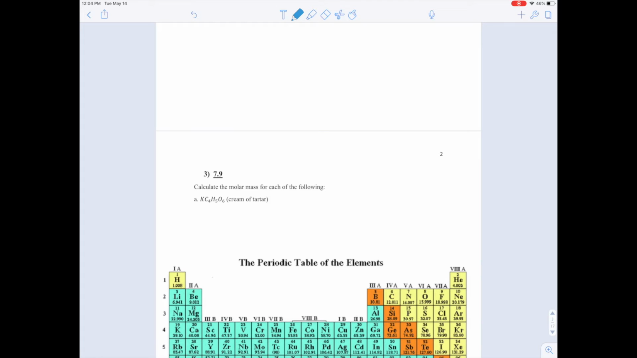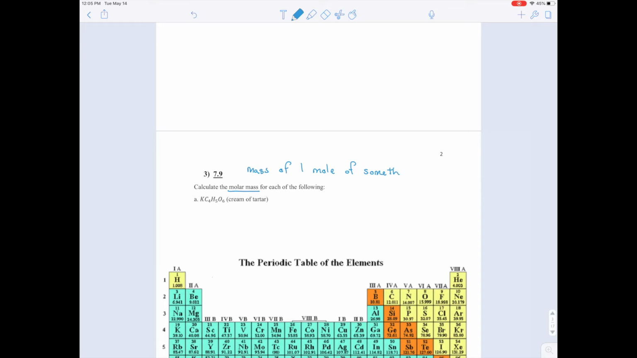Chapter 7, question 3 is asking you to calculate something called the molar mass for a few different compounds. So let's get a grip on what the molar mass is. The molar mass is the mass of 1 mole of something.